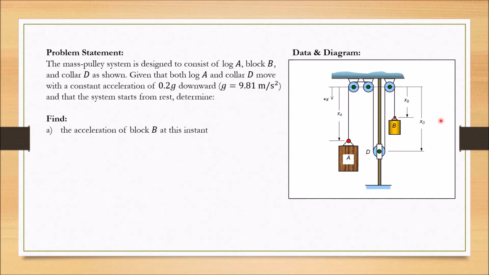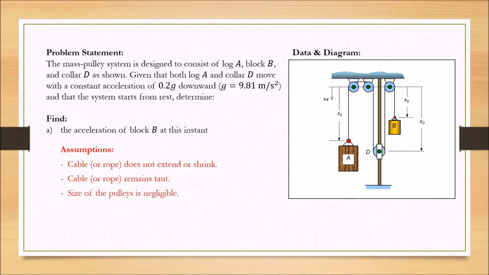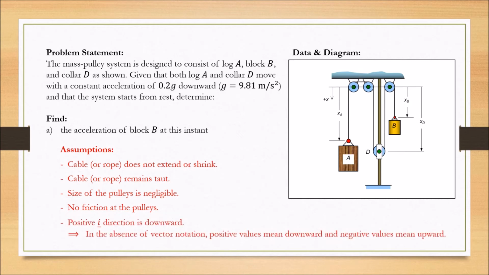Before we answer the first question, let's make some assumptions. Firstly, we assume that the cable or rope does not extend or shrink. It is not elastic. The cable or rope remains taut. The size of the pulleys is negligible, including the mass of the pulley. We assume it is negligible. No friction at the pulleys. And we take the positive i direction downward. In the absence of vector notation, positive values mean downward and negative values mean upward.